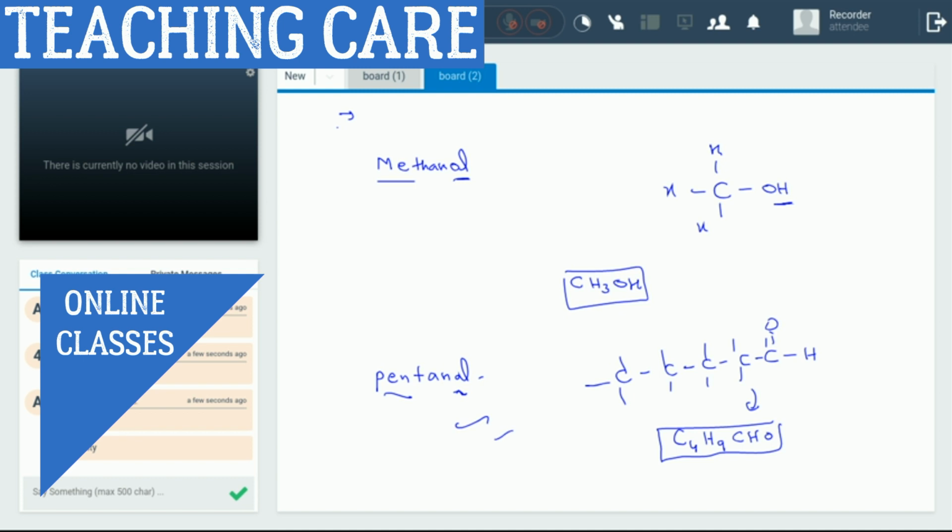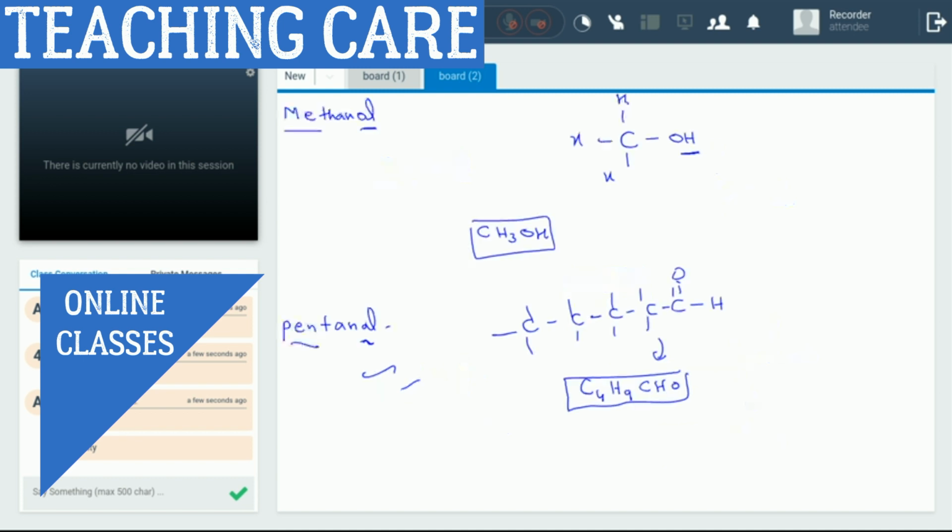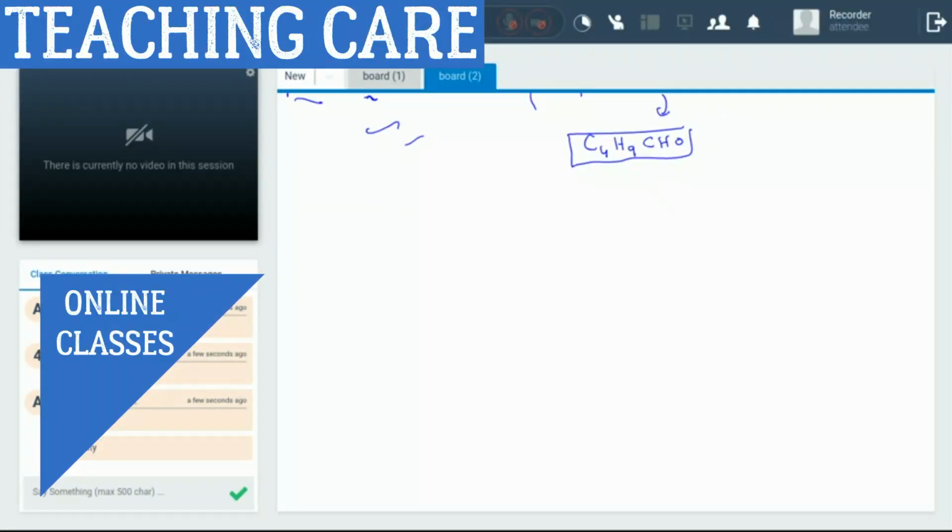Now, if I talk about the ketone group, remember, as I told you, ketone always comes in between the two. So if ketone wants to come in between, at least how many members do we need? See, if somebody wants to come in between two people, right? So in total how many people do we need? At least three now.